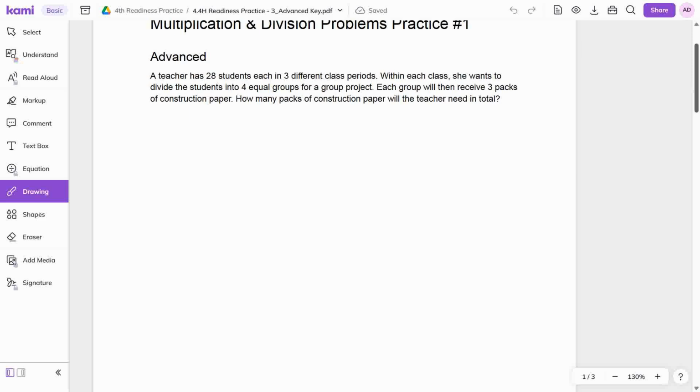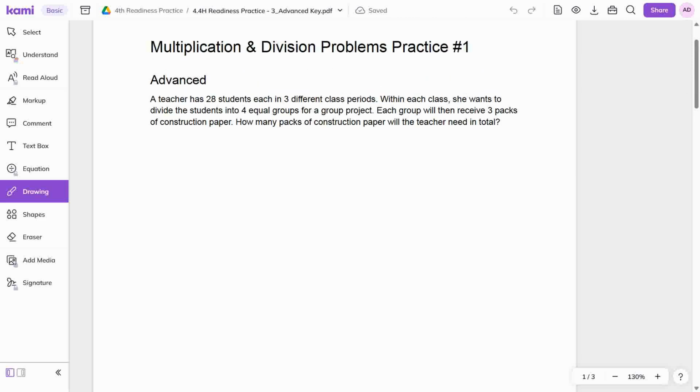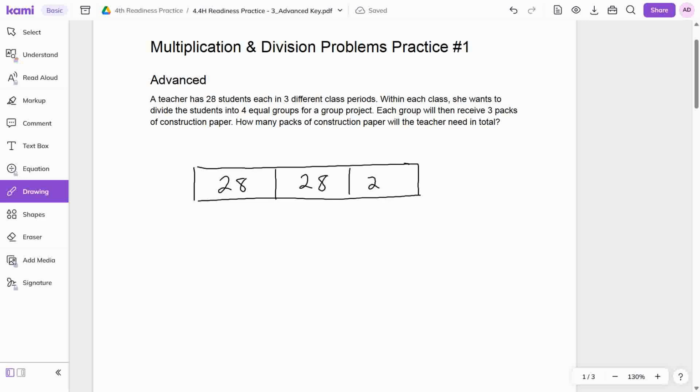So we've got a multiplication and division problem here. We have a teacher with 28 students each in 3 different class periods. Before we move on, let's draw a representation of that. I'm going to draw a little bit of a strip diagram, 3 different boxes here. I'm just going to put 28 in each. Maybe I need to multiply that, maybe I don't.